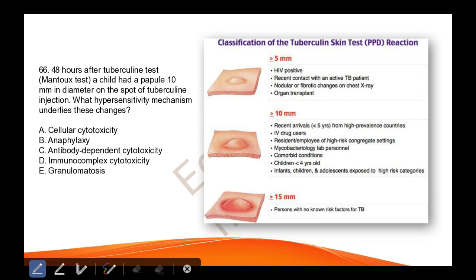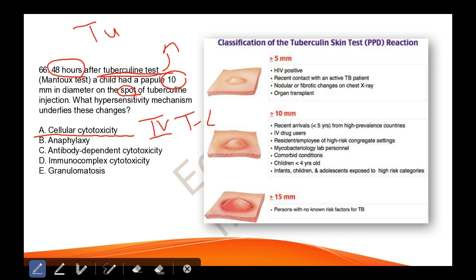So guys, this is a microbiology as well as pathological physiology question where we had a tuberculin test and an appearance of a spot of 10 millimeters after 48 hours. This is a type of hypersensitivity, the fourth type. It's cellular cytotoxicity because it works through the T cell lymphocytes. The tuberculin test uses an antigen called tuberculin.